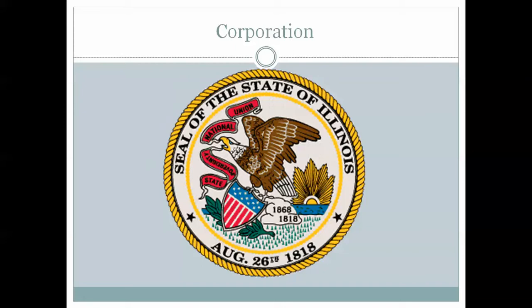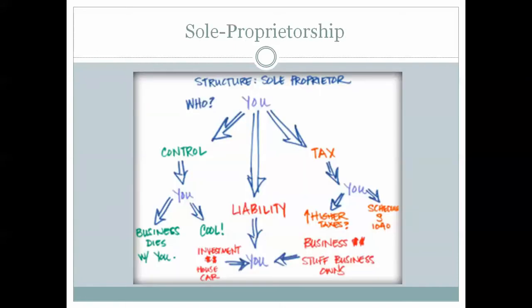Some states are more popular to incorporate in than others. For instance, Delaware is a very popular state for many corporations to incorporate because of the tax advantages. Illinois has become less popular because as they've raised taxes on individuals as well as corporations, the cost of doing business in Illinois is higher than in some other states.